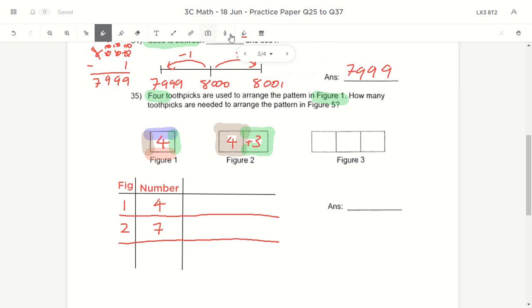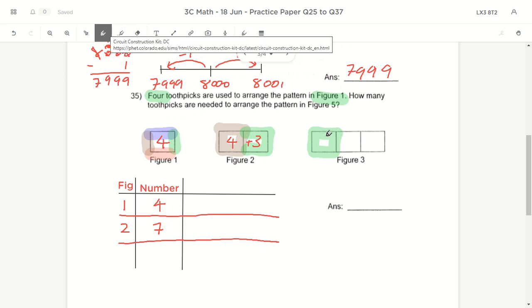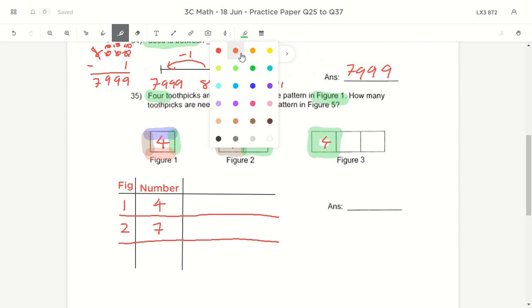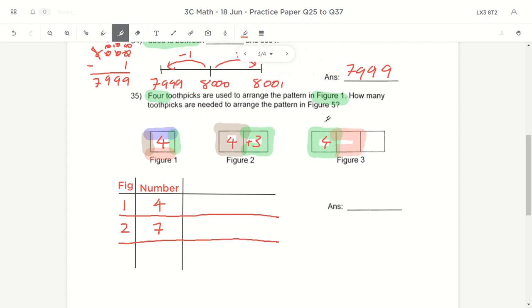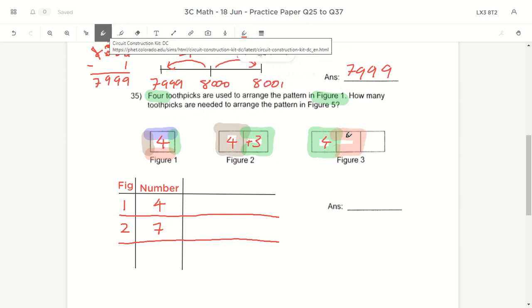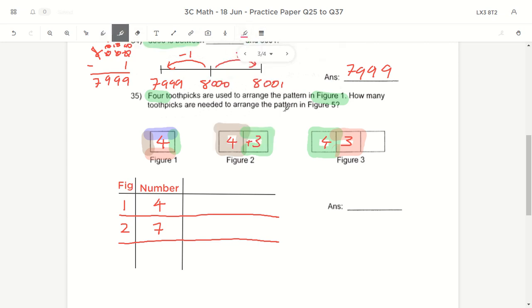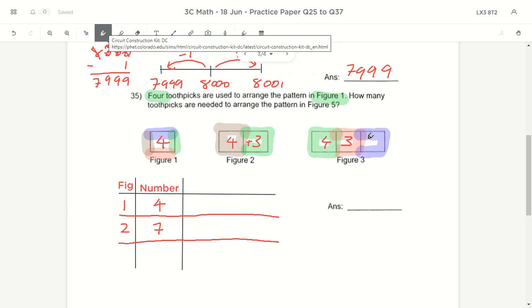So you realize over here, same thing. You have the first box, which is your 4. And then you have your second box over here, which is formed by another 3. And then you have your third box, which is formed by another color. You have another 3. So you realize there's a pattern here. You're actually adding 3, adding 3, adding 3.